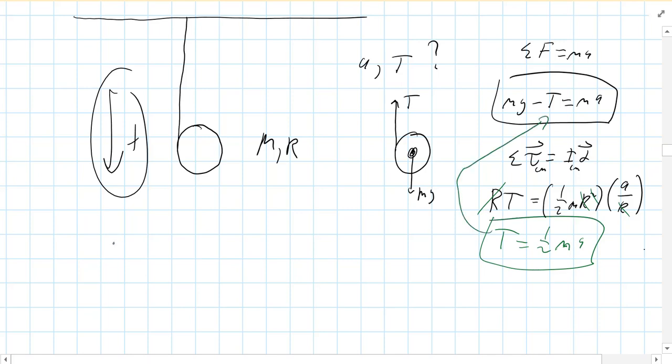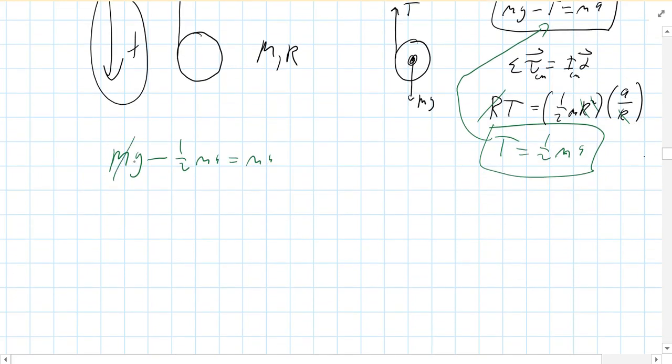And then to find the acceleration, I can just plug that back into here. So I'll do that over on the left over here. So we got mg minus 1/2 ma equals ma. Hey, look, all the masses drop out, so it doesn't matter what the mass of this thing is, and whether it's made of wood or lead, doesn't really matter. And I get g equals 3/2 a, or a equals 2/3 of gravity.